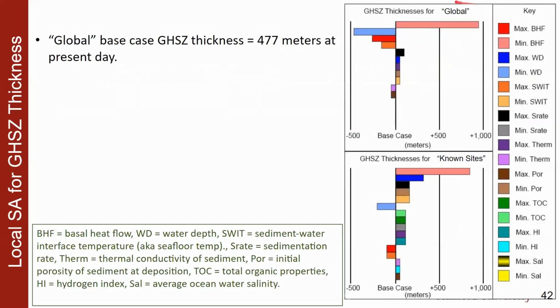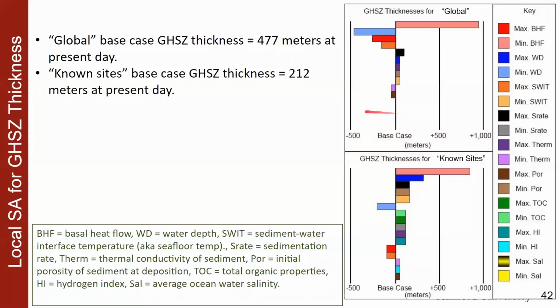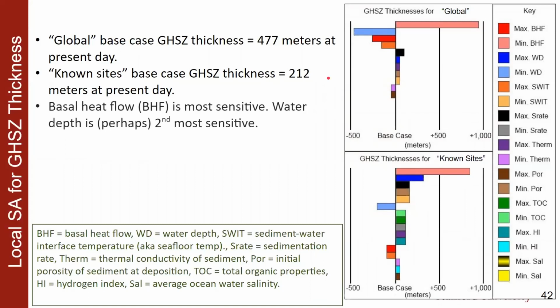In the global scenarios, this tornado plot is actually the global distributions that were used. And then here we have the distributions for known sites. The base case is about 500 meter thickness for the global scenario and about 200 meters thickness for the known sites, which makes sense because you have greater water depths here, therefore greater pressure and a thicker stability zone.